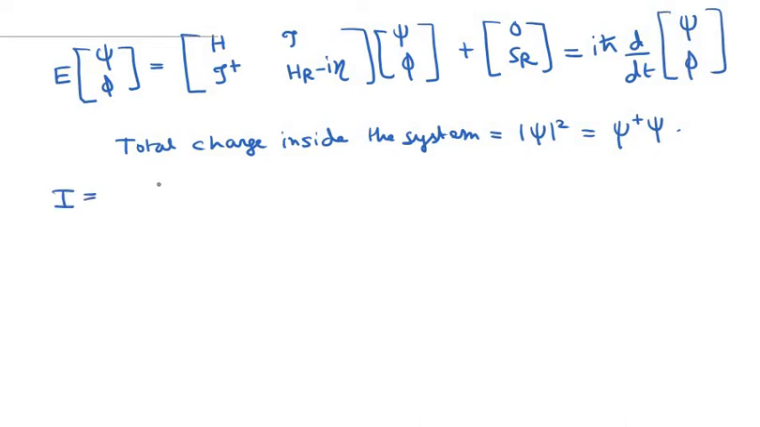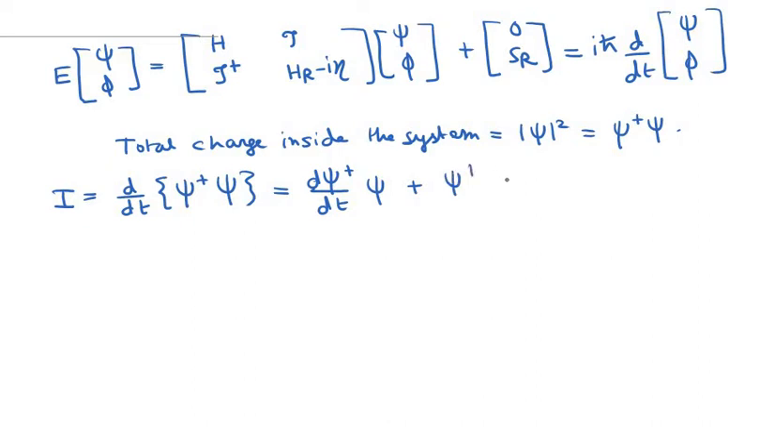So the current into the system from the contact is equal to d/dt of the total charge inside the system, the rate at which the charge inside the system changes with time. So d/dt of psi dagger psi. This is equal to d psi dagger/dt psi plus psi dagger d psi/dt.